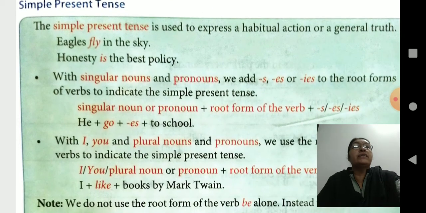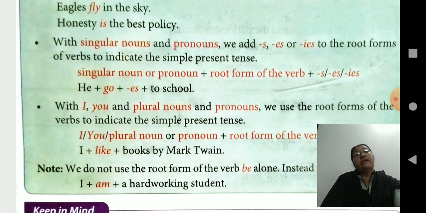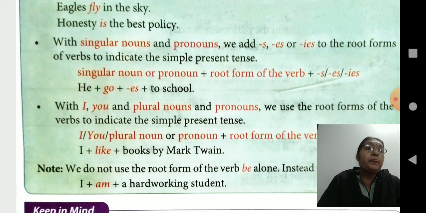With singular nouns and pronouns, we add s, es or ies to the root forms of verbs to indicate the simple present tense. Singular nouns. Do you know? Third person singular: he, she, it and a singular name. We use the verb with s, es or convert into ies. Singular noun or pronoun plus the root form of the verb. He goes to school. Why do we use goes here? Because he is a third person singular in present tense.